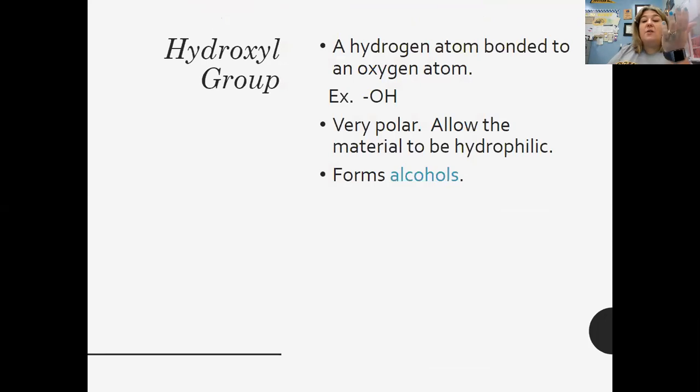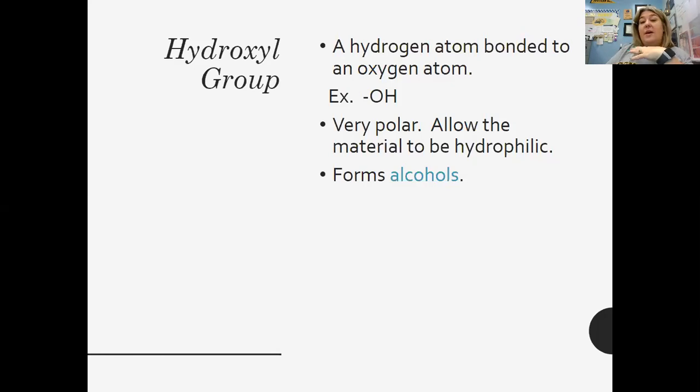So a hydroxyl group is an OH. I would definitely put that on there. It's just oxygen and hydrogen. This little dash here means that's where it connects to the carbon, so it would just attach to a carbon there. Hydroxyl groups cause the molecule to change and become very polar, which means that it's hydrophilic. And we know that hydrophilic means it loves water.